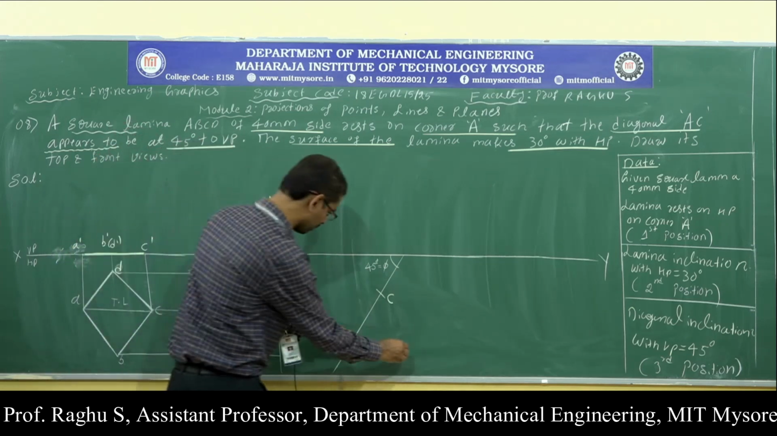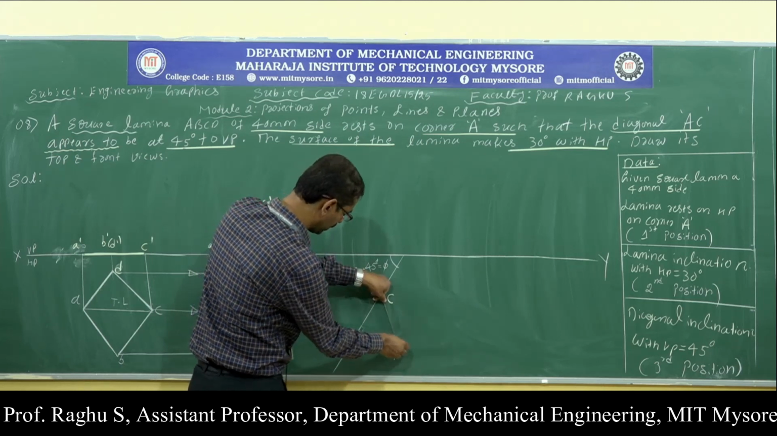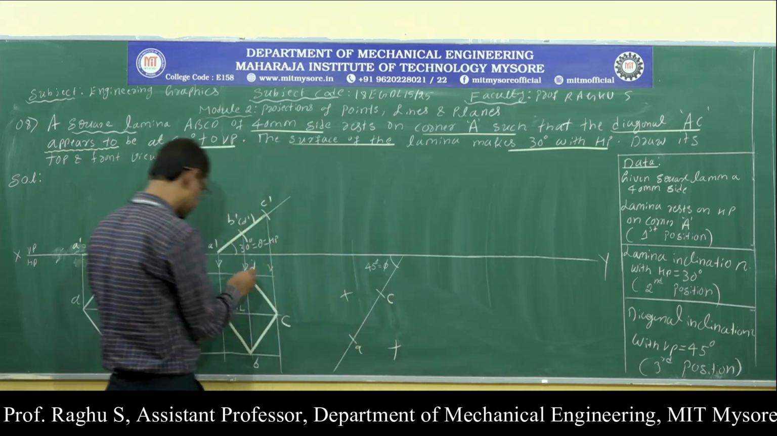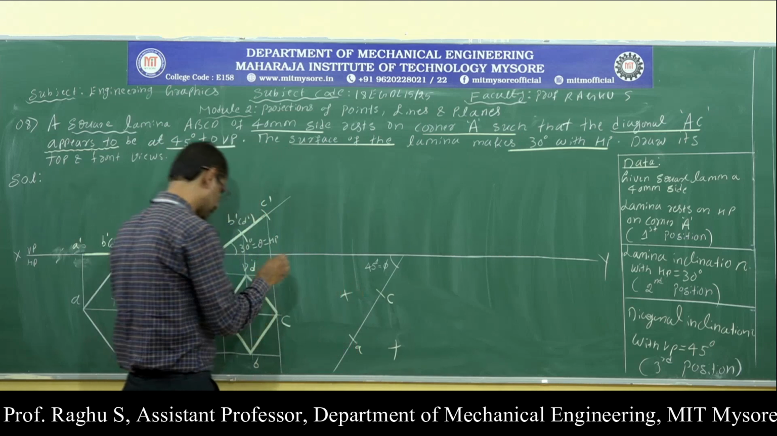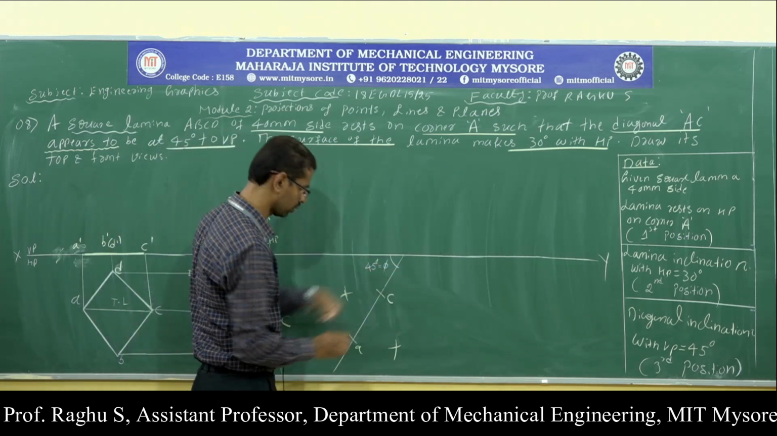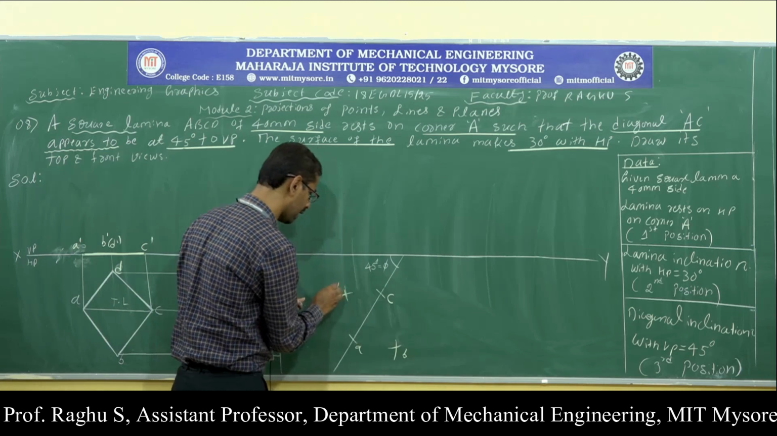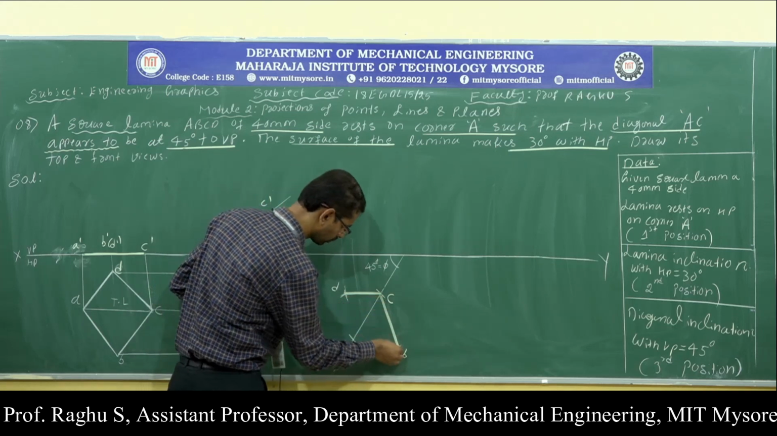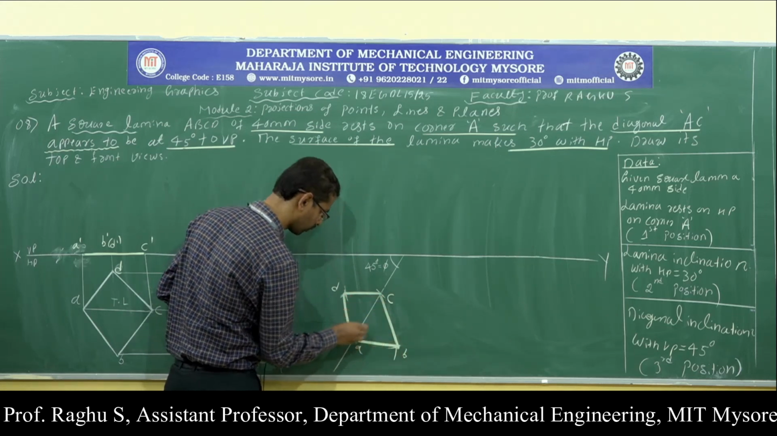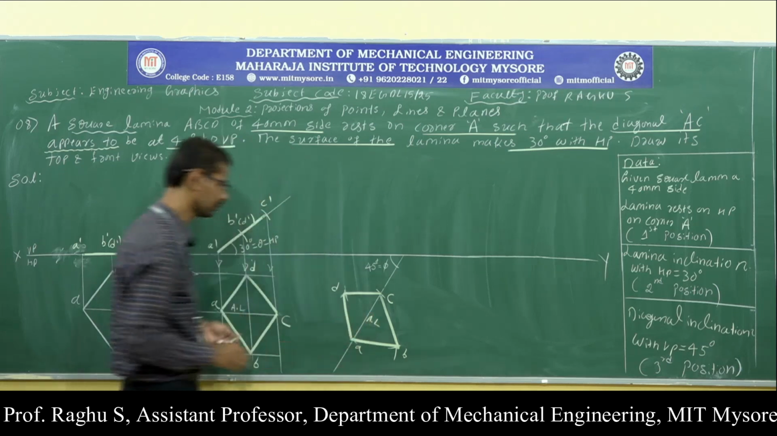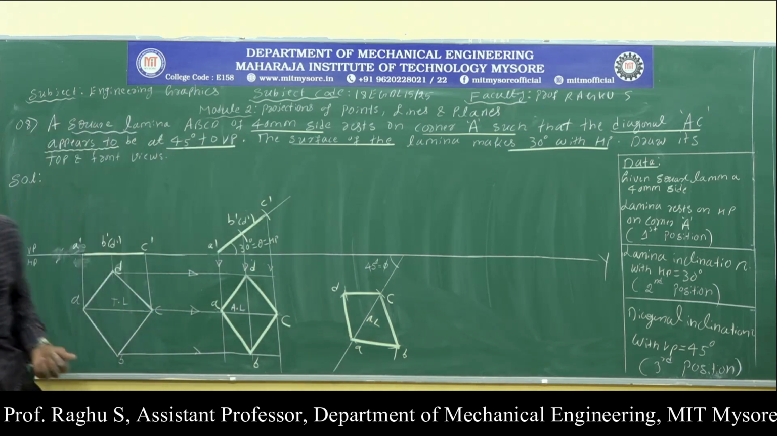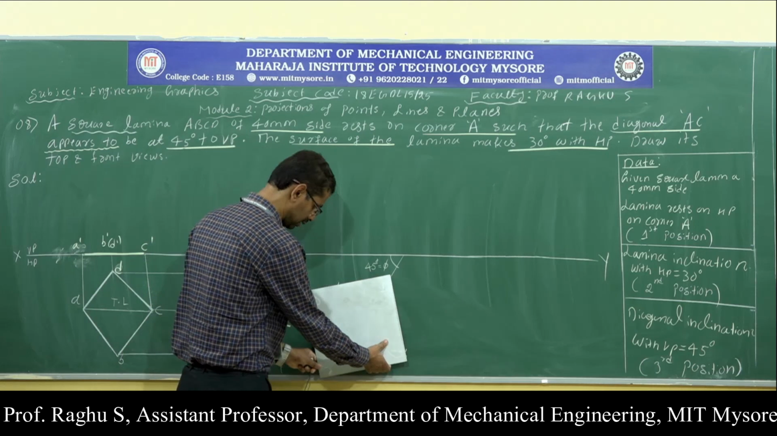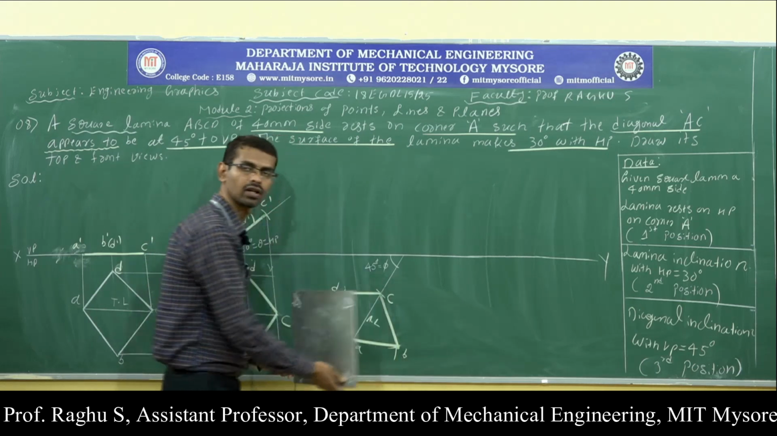Measure this distance A to B, cut an arc, and C to B, then A to D, then C to D. Measure the distance from A to D, cut an arc, and measure the distance from C to D, cut an arc. Here this is point A, B, C, and D. Now join all the points. So this is the apparent length. I have just redrawn this lamina by placing the diagonal AC on the VP inclination line.